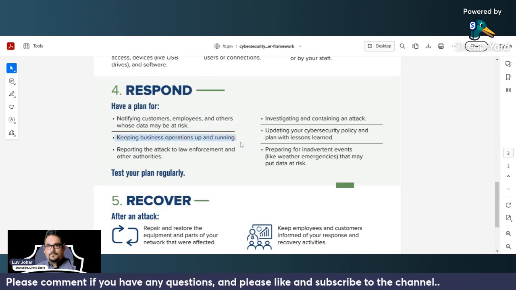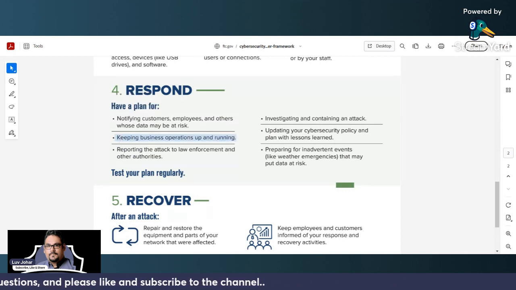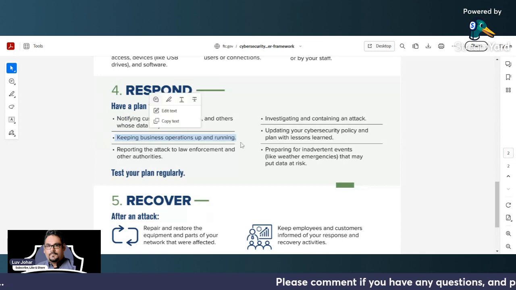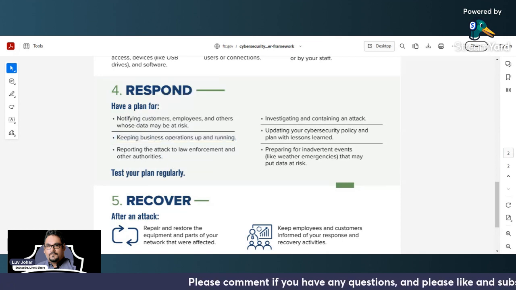So again, you have to plan for this. Disaster recovery, business continuity planning, business impact assessment, all have to be done under this particular thing. Okay. So make sure you understand this bullet properly. Reporting the attack to law enforcement and other authorities if relevant.